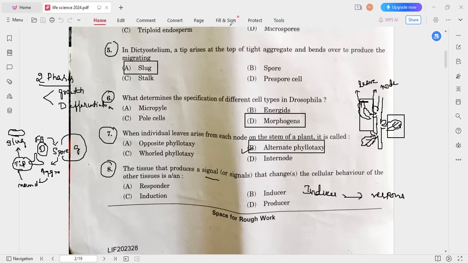So the answer for this question is option B, inducer, because not all tissues can respond to the signal produced by the inducer. The inducer will produce the signal for the tissue, but sometimes the tissue will respond and sometimes it will not respond to the signal received from the inducer. That's why option B is the correct answer. Now move on to the next question, question number 9.